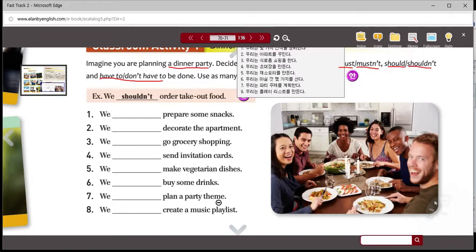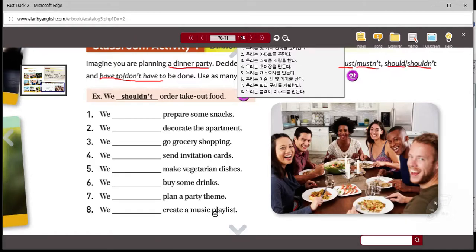We don't understand drinks. A party theme, okay. Looks like this group here does not have a theme. It's just show up and we will eat. Some people have a theme. I don't know what possible theme you could have for a dinner party. And of course, make a music playlist. Okay, so you're going to play some music. You're going to have a set list of music that will play during the dinner.